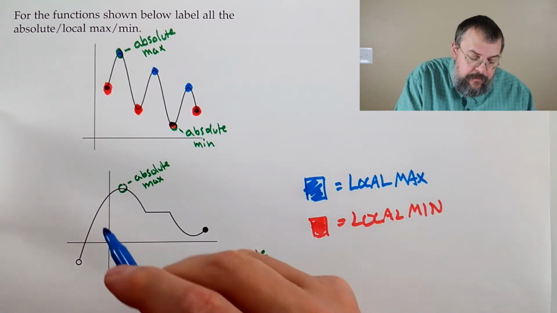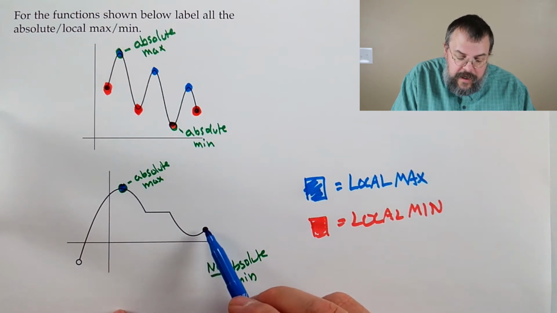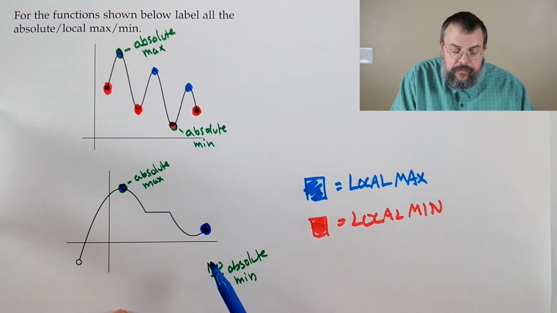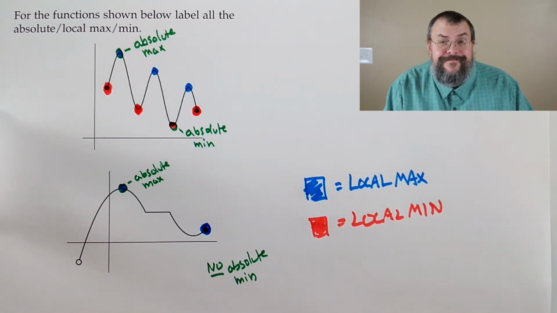Certainly our absolute max, that's also a local max. Our endpoint here, you see how it's coming up? That's going to be a local max as well. So we have those two. And I claim there are a couple more.